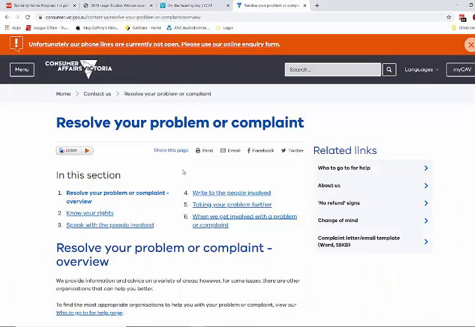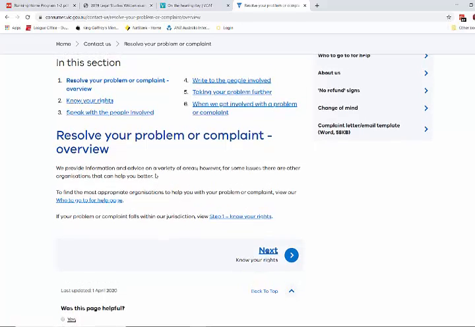And straight away, they're like, hey, we can provide information in a variety of areas. However, sometimes there are other organisations that can help you better. To find the most appropriate organisation, view our Who to Go for Help page. So straight away, Consumer Affairs Victoria, similar to, in a way, VCAT being resolve it yourself first, Consumer Affairs Victoria is well, if it's someone else's problem, go there first so that then we can continue to resolve things that are in our power quickly and easily.